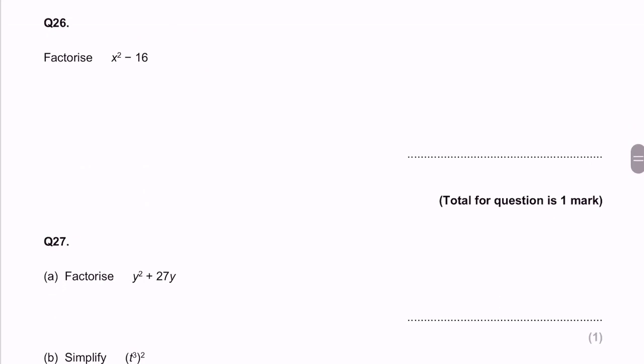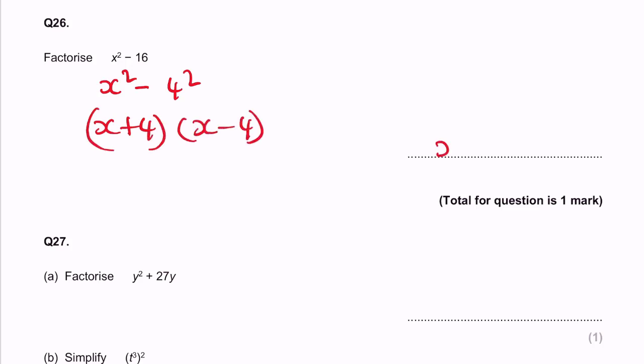Factorize x squared minus 16, so that's a difference of 2 squares. So we can write this as x squared minus 4 squared. That will give us x plus 4 and x minus 4. And that's the final answer, x plus 4 by x minus 4. 1 mark.